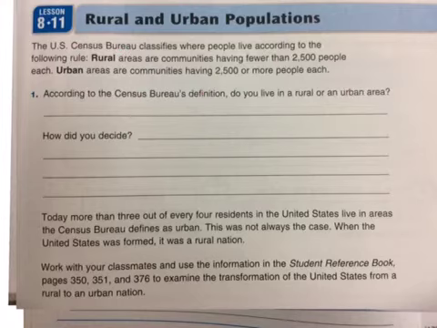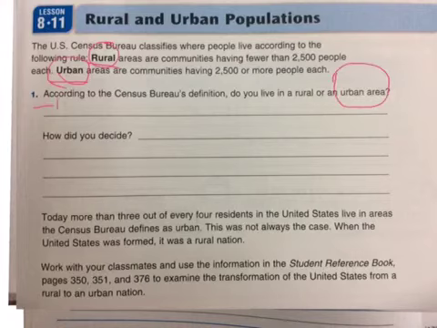Page 287, rural and urban population. The U.S. Census Bureau classifies where people live according to the following rule. Rural areas are communities having fewer than 2,500 people, and urban areas are communities having 2,500 or more people. Okay, and we've learned in class about rural and urban. Urban is cities, and rural are country areas. According to the Census Bureau's definition, do you live in a rural or urban area? Well, I think we can safely say that we all live in an urban area. Answer that with a complete sentence, please.